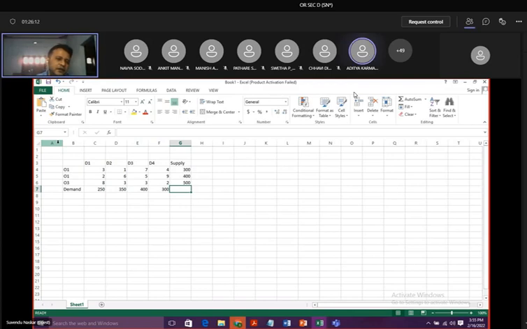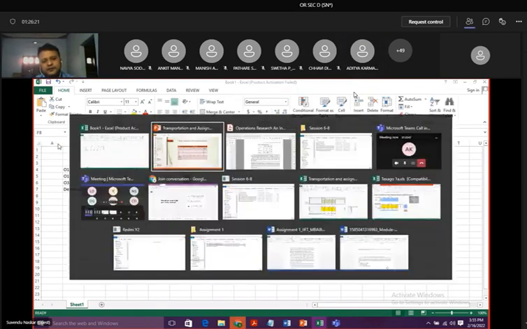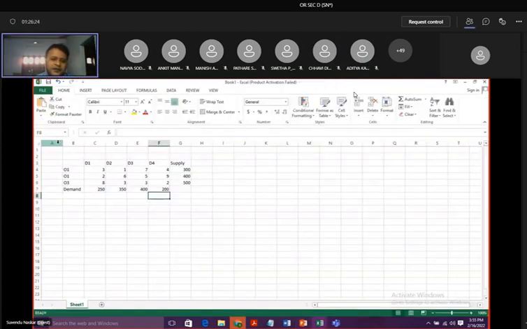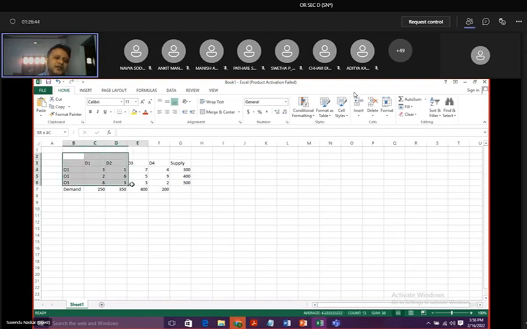So cell F7 should be 200, the last one in demand. Yes, this is 200. Just so that I'm solving correctly, the sum is 1200. 1200, so at least I'm still in the balanced solution zone. This is basically the problem as it stands today.